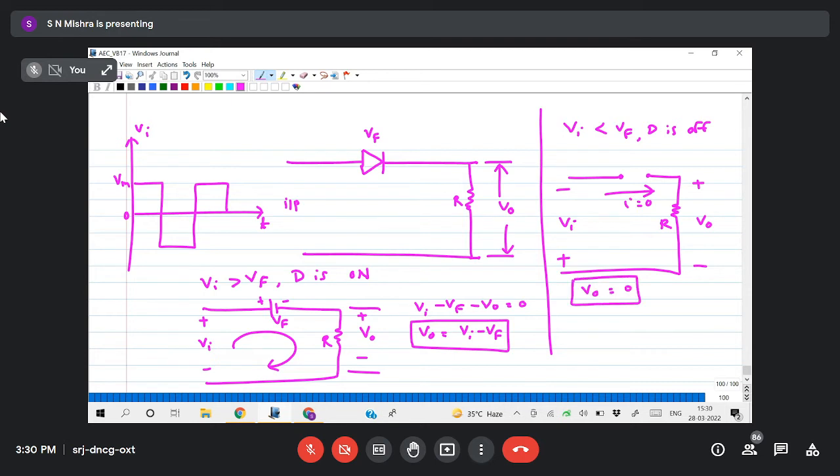Now how to draw the waveform? First I'll draw the time and voltage axis V naught. Here Vm is my maximum voltage. So here it is Vm minus Vf. Yes or no? Yes, sir. Then for the negative half cycle it is 0. Again positive half cycle, Vm minus Vf. Like that it will continue.